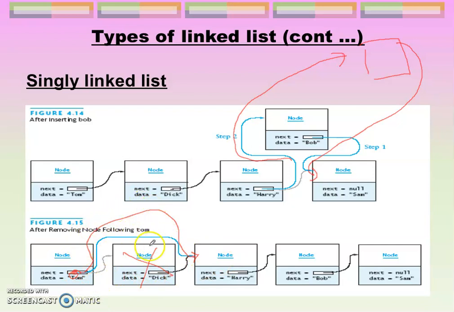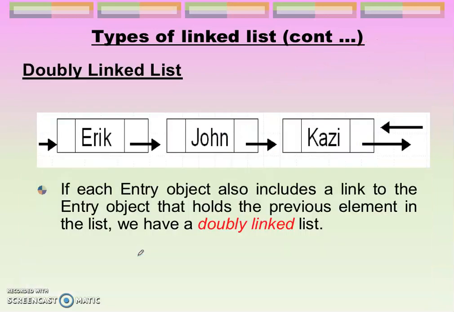Okay, so automatically when nobody points to this dict, it means that it is deleted. Okay, when it is deleted, it will go into the garbage, the computer's garbage. Okay, next we have doubly linked list. Doubly means double, okay, two.